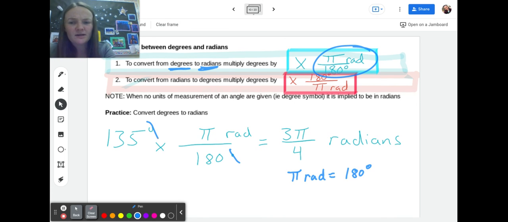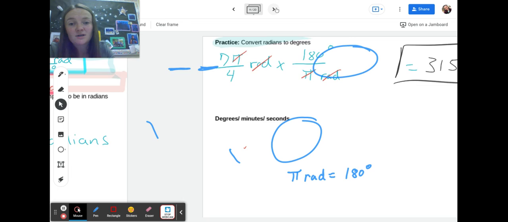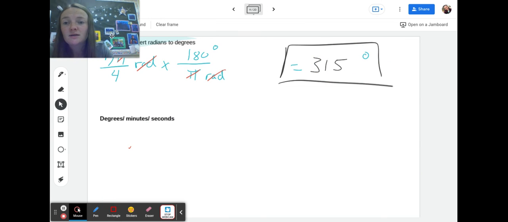If you use your calculator here, 135 divided by 180 is 3/4. And we'll show that later. And so what we're going to end up getting is 3 pi over 4 radians. This is the way I want you guys to express your answers, not as a decimal, but exact if you can. The same process is just going to work in reverse when it comes to going from radians to degrees. And we have an example of this here.